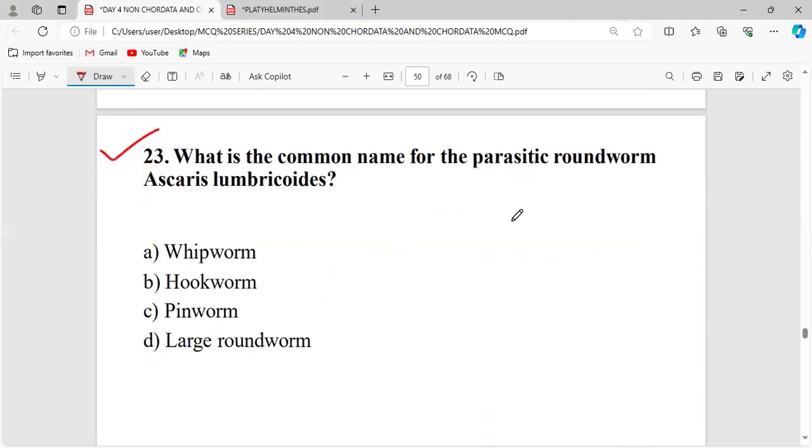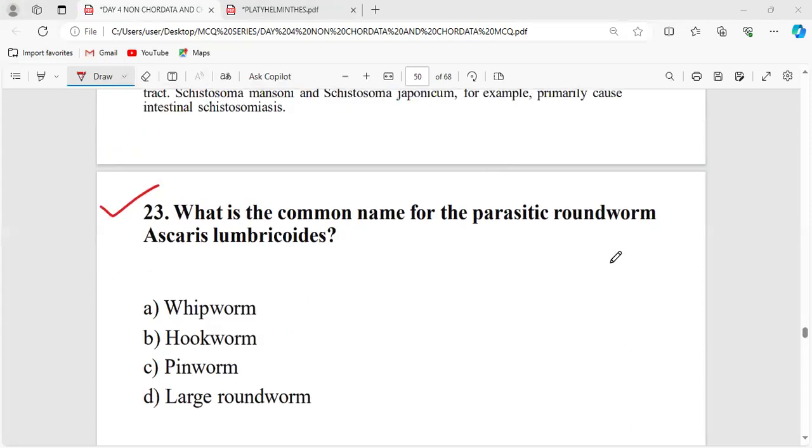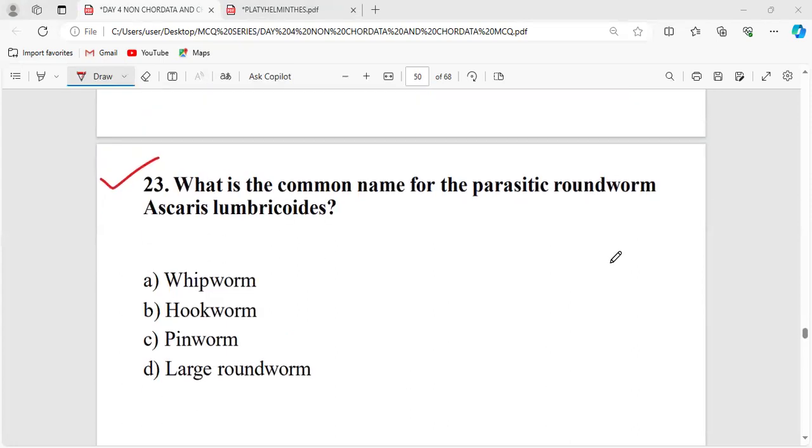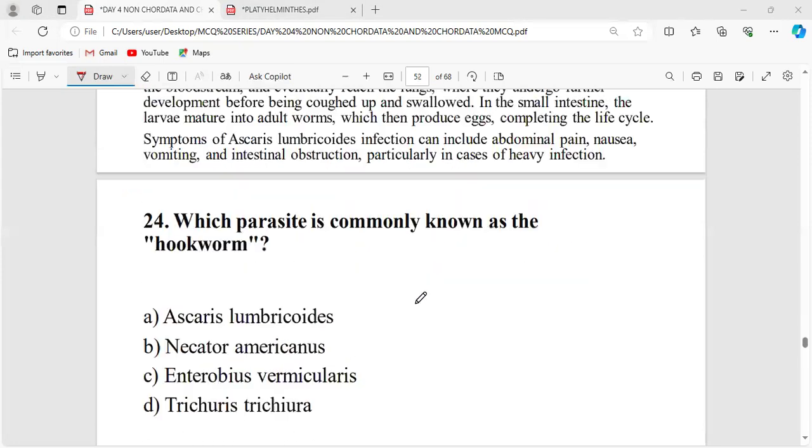And what is the common name for the parasitic roundworm Ascaris lumbricoides? The common name is very, very important. Just like Taenia solium is the pork tapeworm, all the important common names for the parasites given in your syllabus are sufficient to read. You have to read all those common names. Very good. And what is whipworm? What is hookworm? What is pinworm? All these are important. Reading only this is not sufficient. You also have to read all the others.